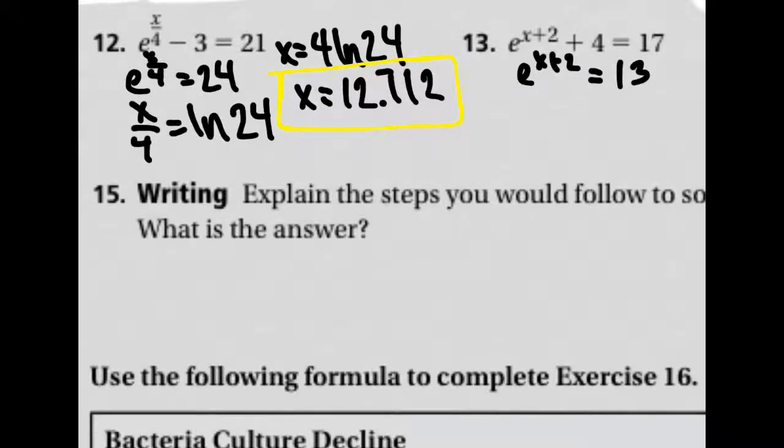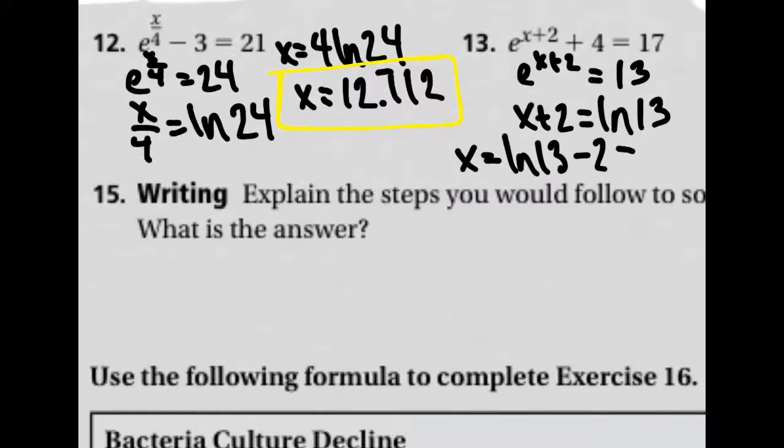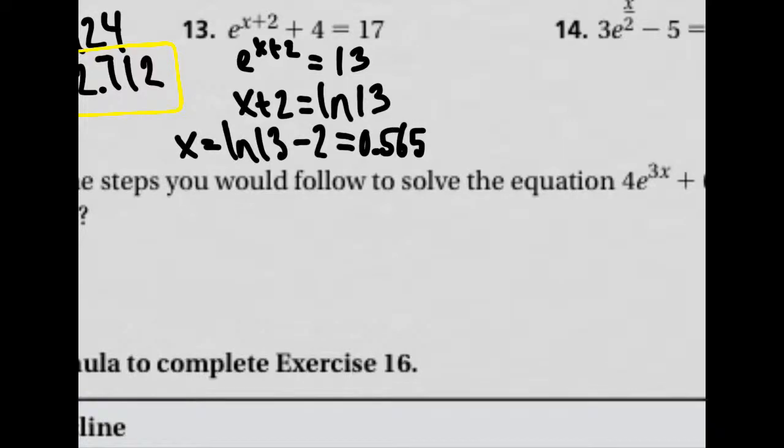Now take the natural log of both sides. And once again, ln of e cancels out, leaving you with just x plus 2 equals ln of 13. And then subtract 2. So x equals ln of 13 minus 2. Punch that into a calculator to get your final answer. ln of 13, take away 2, you're going to get 0.565. That's your final answer there.